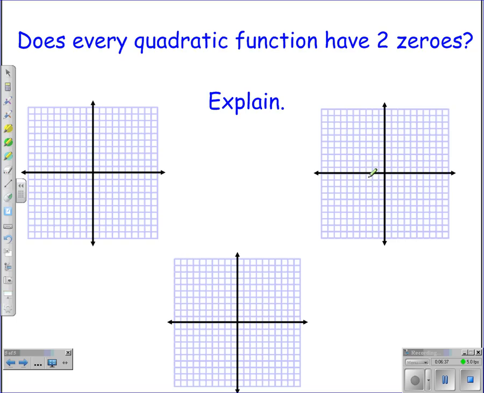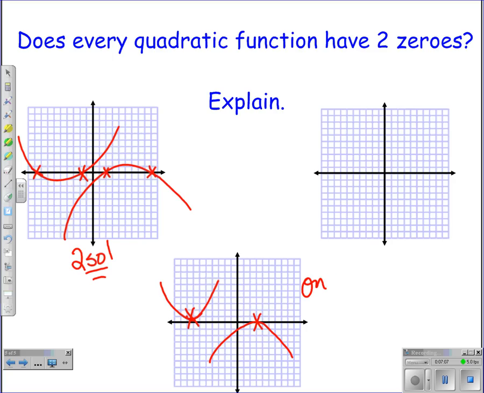Does every quadratic function have 2 zeros? Absolutely not. We know that we have a quadratic that crosses the x-axis in two places. It might go this way, it might go down. Okay, we know we have two solutions. That's one we were just working on. Sometimes, though, the quadratic might just barely touch the x-axis. And when it just barely touches the x-axis, that's going to be in one point. There is only one solution.